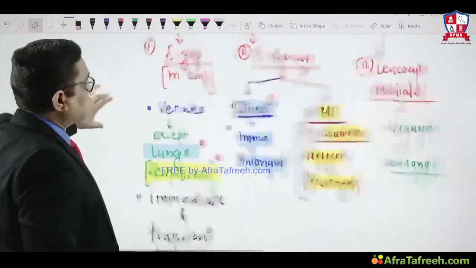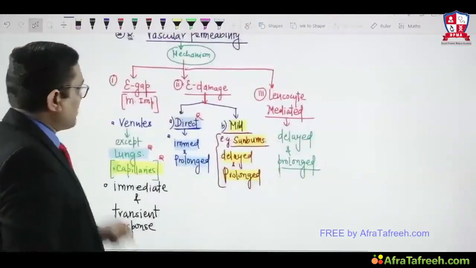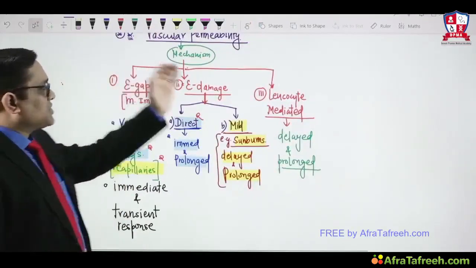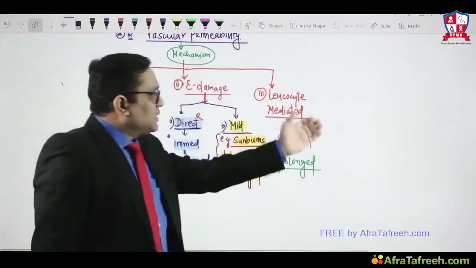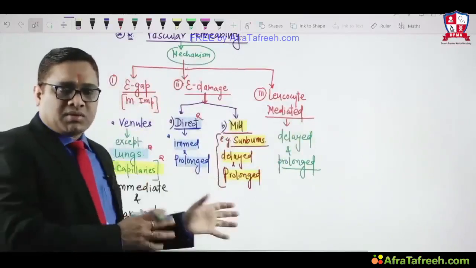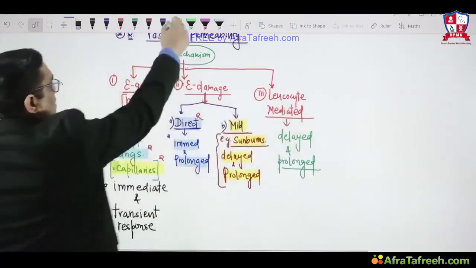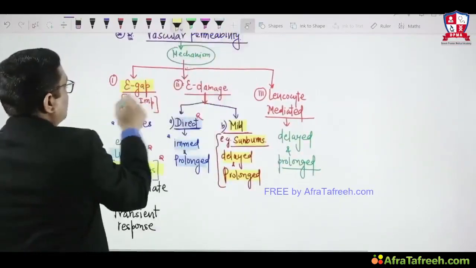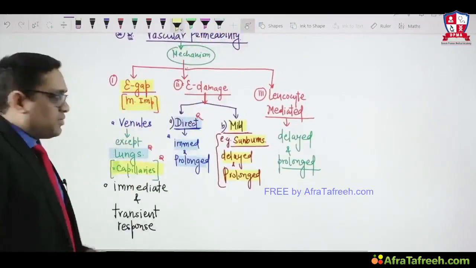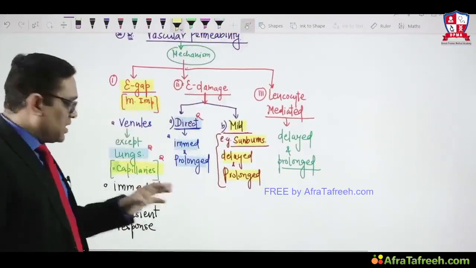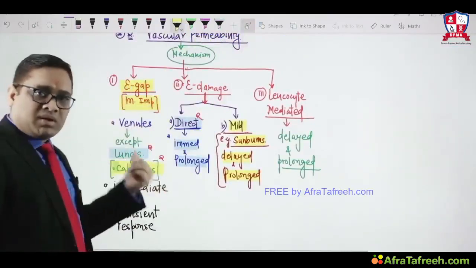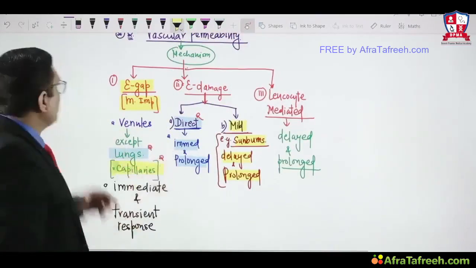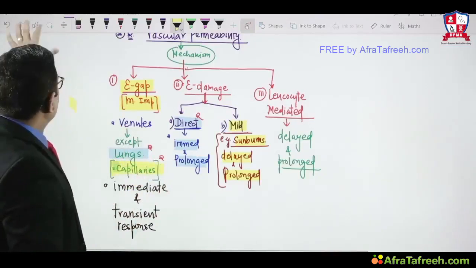So I will just sum it up. For the vascular permeability mechanism, we have endothelial gap formation, endothelial damage, then leukocyte mediated. So these are the three important ones, and out of these three, what we have learned is that endothelial gap formation is the most important mechanism, which happens at the level of venules throughout the body, except for the lungs where it will happen in capillaries, right? So these are the vascular events of acute inflammation, right?